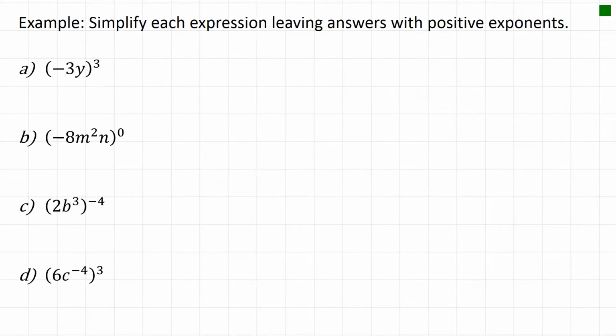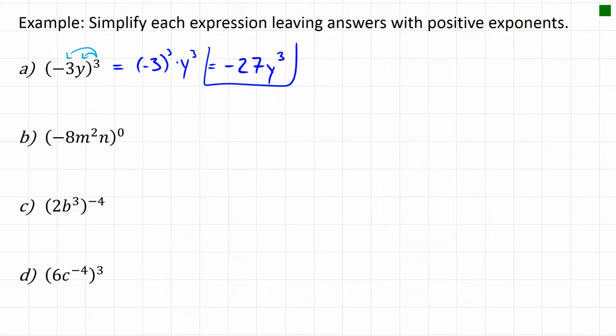So now we're going to simplify each of these expressions using our power of product rules, and we're always going to leave our answers with positive exponents. So that might require a little simplifying at the end. So let's start here. We have the cube going to -3 and to y. So that would be -3 cubed times y cubed. -3 cubed is -27 y cubed.